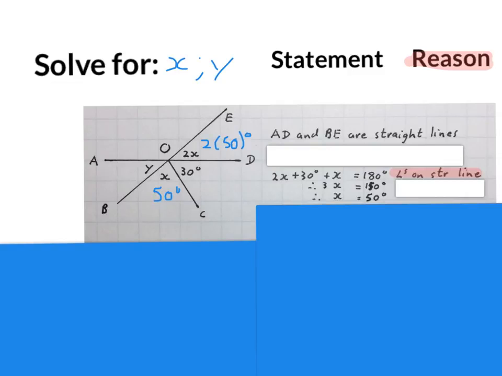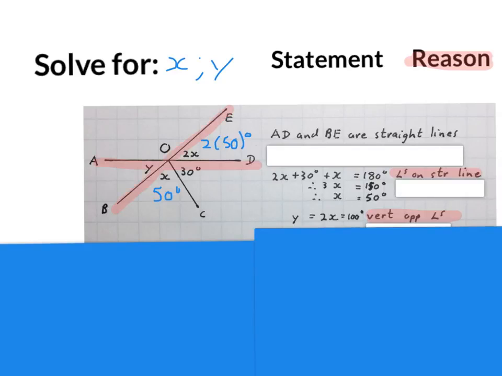And like I said, we can then fill it in on the sketch. So then this will be 50 degrees, this angle here, and that one will be 2 times 50, which will be 100 degrees. Next we can write y equals 2x equals 100 degrees because they are vertically opposite angles. That's a straight line, that's a straight line. Those two angles are vertically opposite angles and they are equal. Please stop the video and get your brain around finding x and y in this problem.